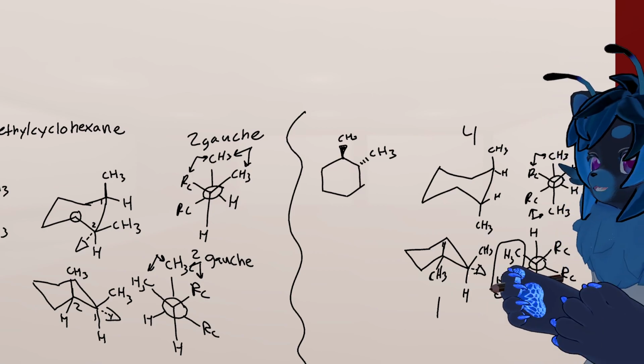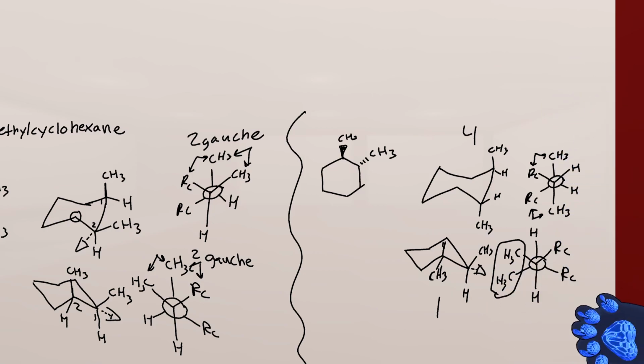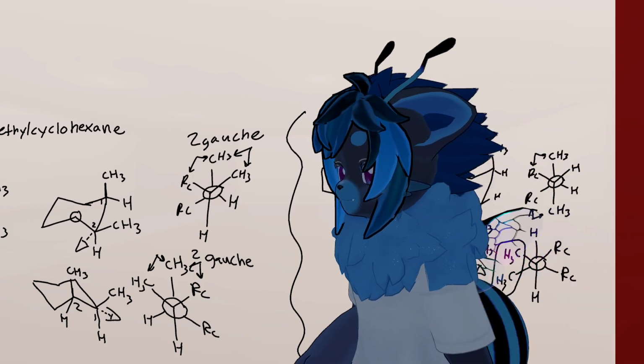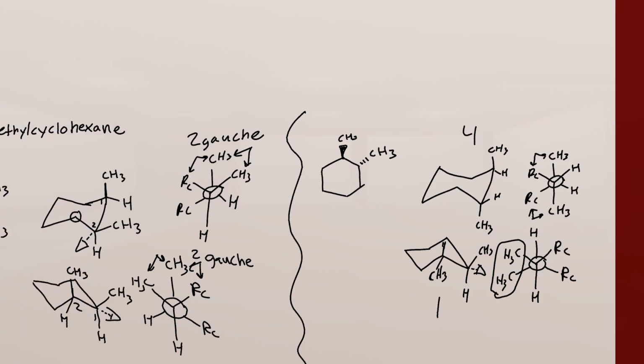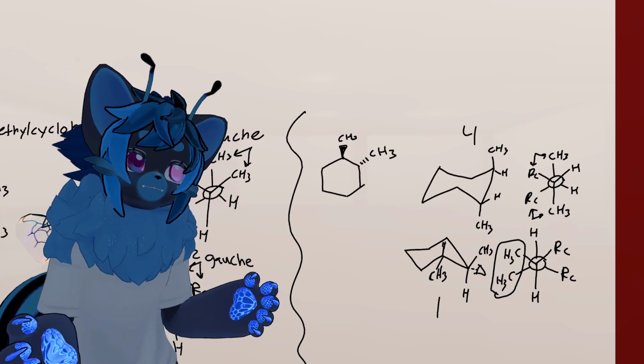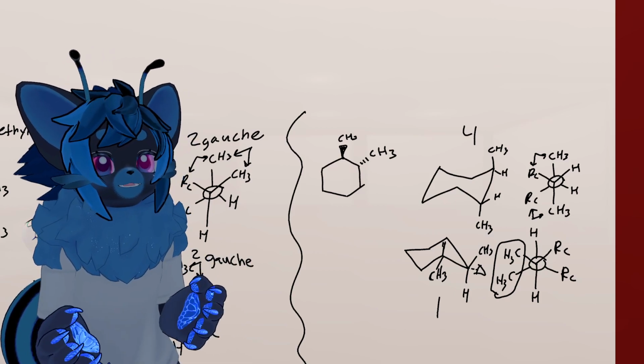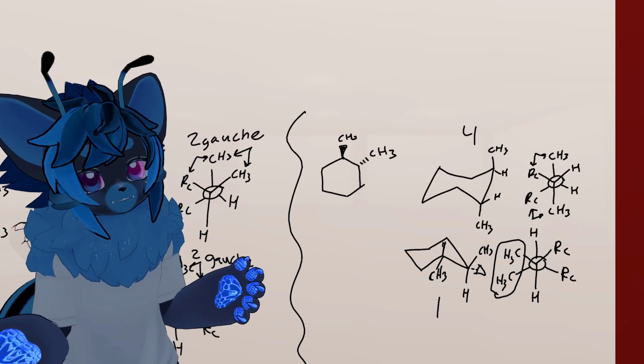So that's on chair projections and kind of how to see Newman projections on them, and kind of determining the stability of them, and also how to tell which one is most stable, which one is most unstable.